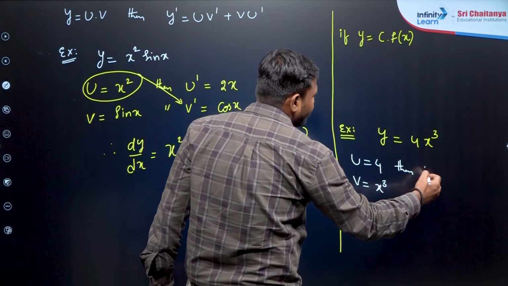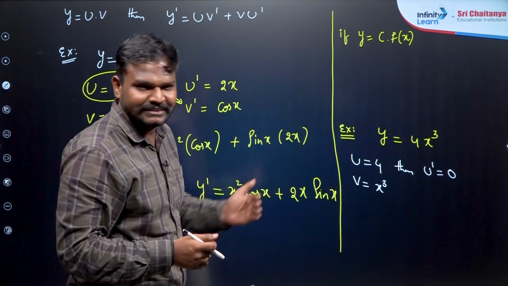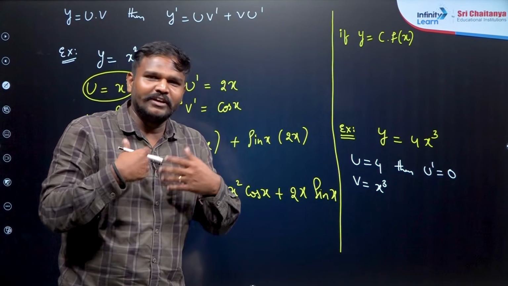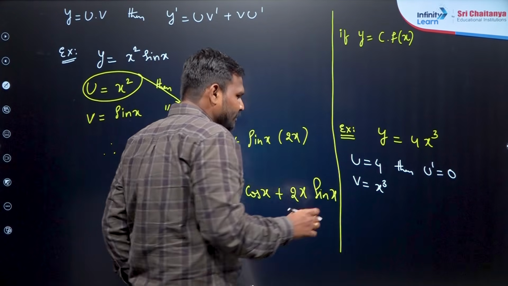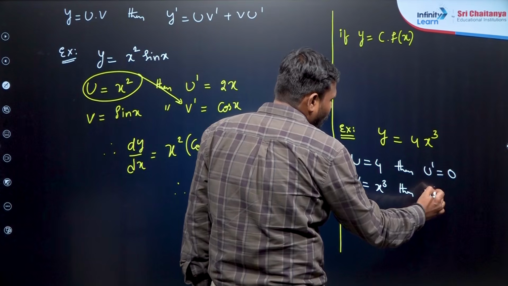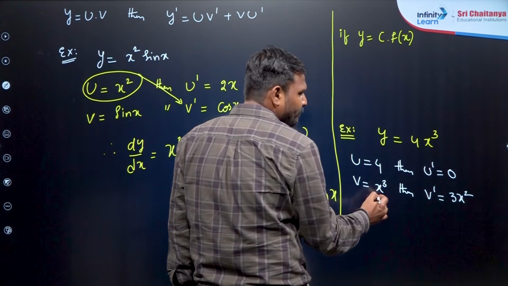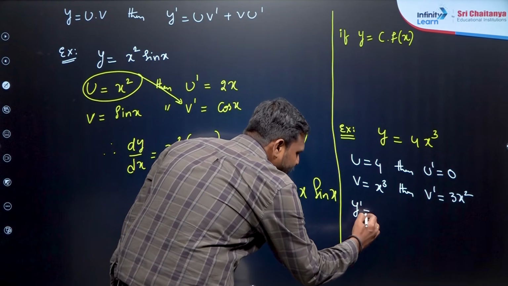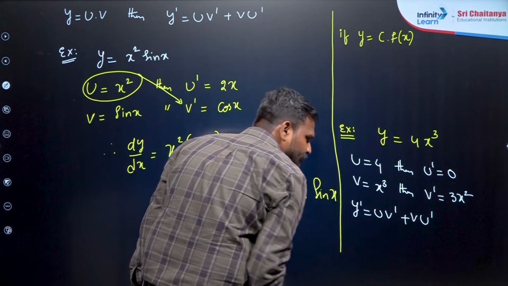What is the derivative of a constant? Correct, 0, because we have just discussed, if there is no independent variable, the change in the dependent variable will be 0. dy will be 0, the smallest element is 0, right? Then what is the small change v dash now? X cube derivative is 3x square, multiply the power and subtract 1 from the power. Now y dash is u v dash plus v u dash.